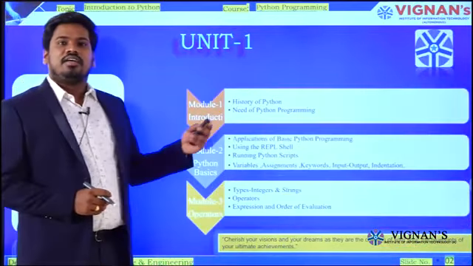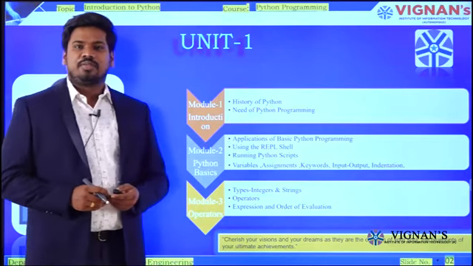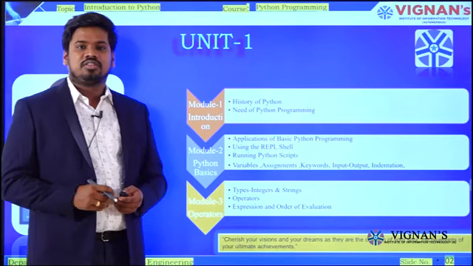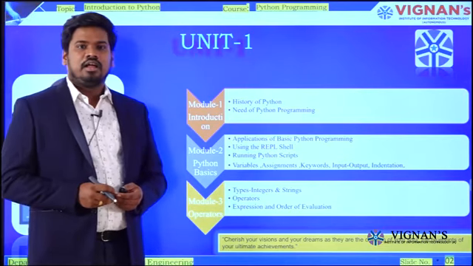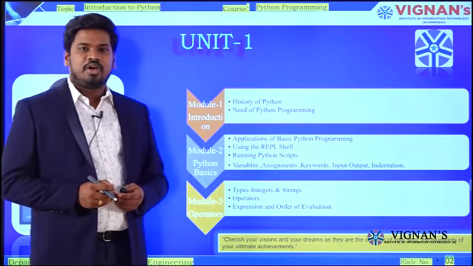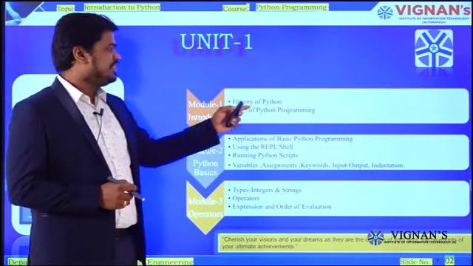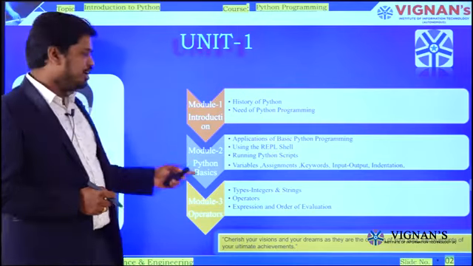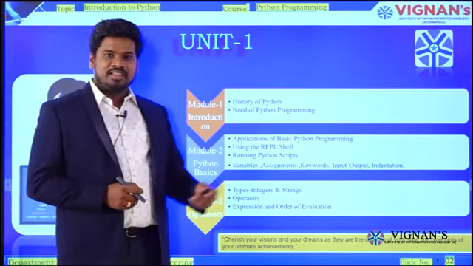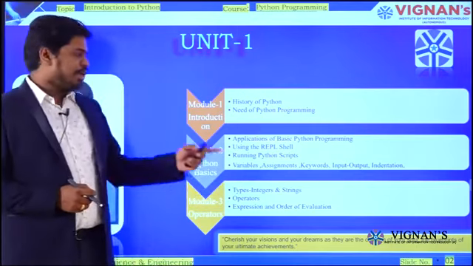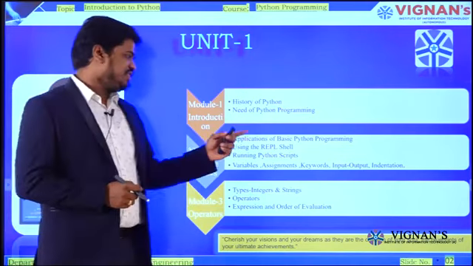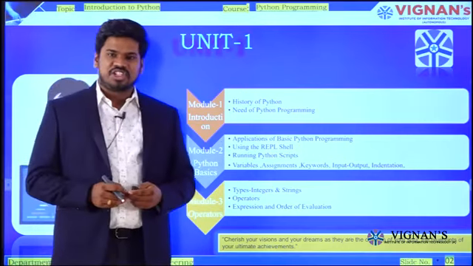So these are the course contents from unit number 1. I have divided unit number 1 into 3 modules. In module number 1, I will talk about the history of Python and the need for Python programming. Coming to module number 2, that is Python basics, I will talk about the applications of basic Python programming. And next I will talk about using the REPL shell.